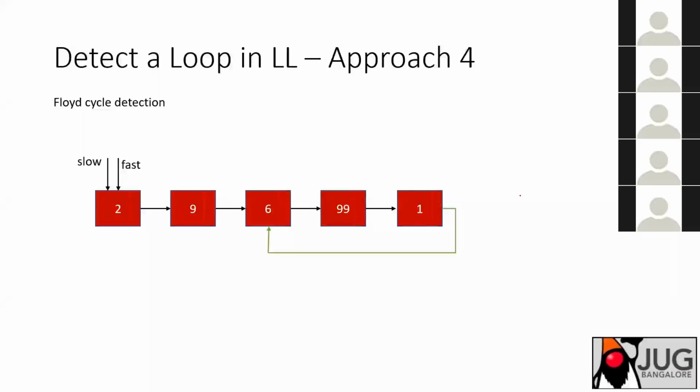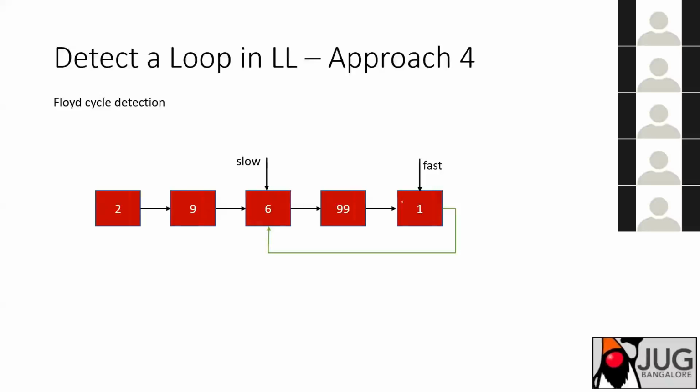So next we'll move to the next approach, which is the best one, called the Floyd cycle detection algorithm. What you do here is start with a slow and a fast pointer. You take 2 references, slow and fast; your slow reference will be moving one node at a time, and your fast reference will be moving 2 nodes at a time. For example, slow moves to 9, and fast, which was initially at 2, moves 2 nodes. In the next iteration, slow will come to 6 and fast will go to 1, right? So it has moved 2 nodes at a time.